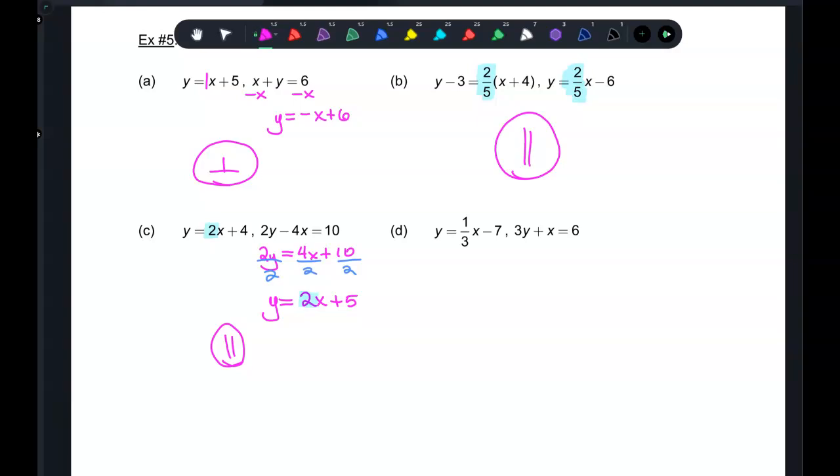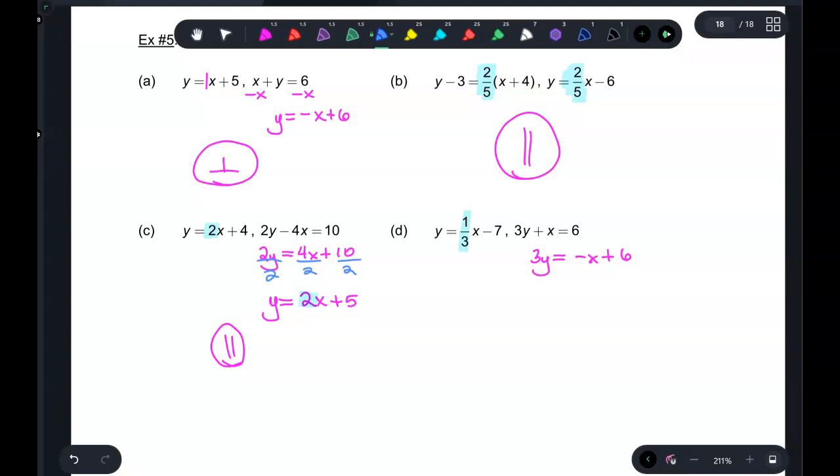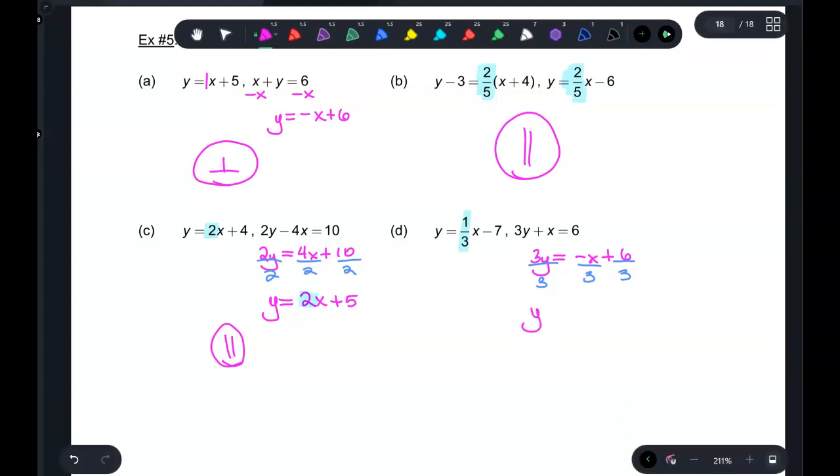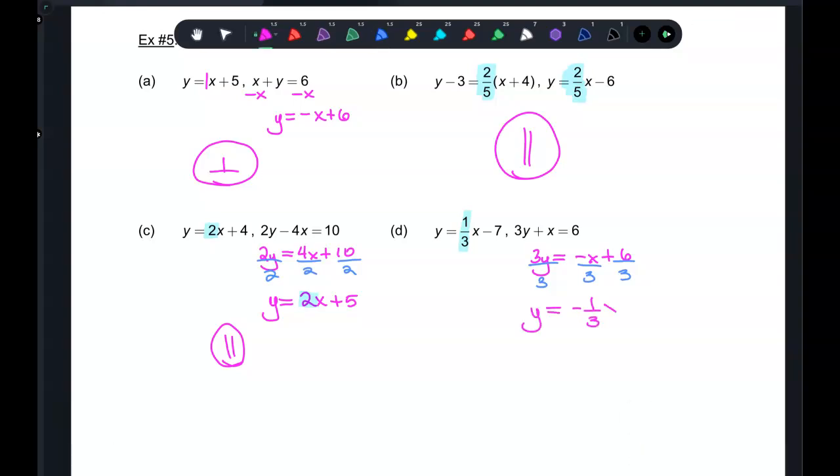All right, last one here. We got a slope of 1/3. What's the slope of the other line now? 1/3. Let's see. Wait, why is it negative? Well, I have to move the x over to the other side, and then I'm going to divide everything by 3. So I actually get y equals negative 1/3 x plus 2.